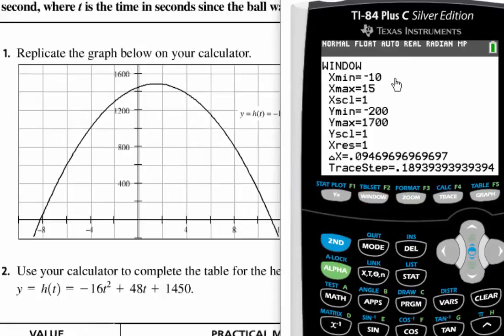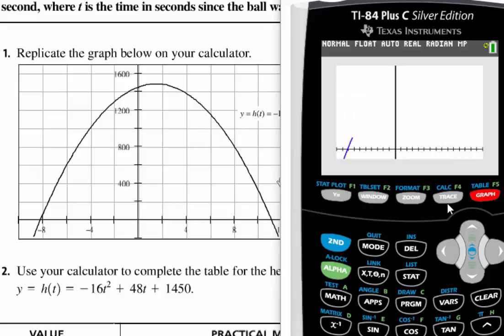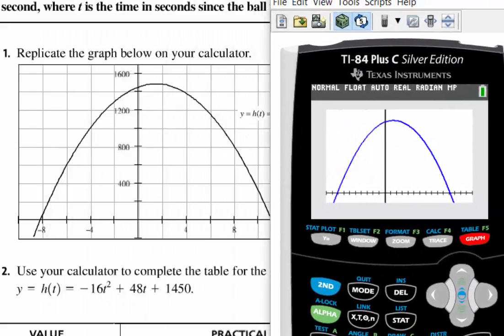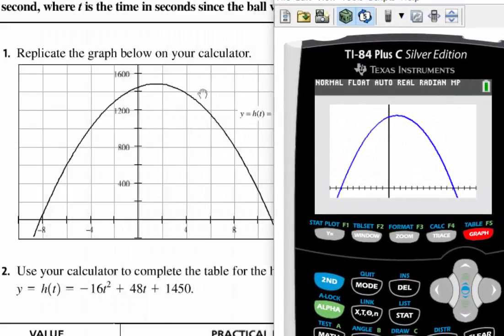So here's my window. I went from negative 10 to 15, negative 200 to 1,700. I left my x scale the same for now. Again, to improve the number of tick marks, I can change this y scale, maybe to count by 200s if I wanted to, and I'd have fewer tick marks. But for now, I'll leave everything at 1. I press graph, and I think that looks pretty good. So I would say we've successfully replicated the graph that they gave us in the book.